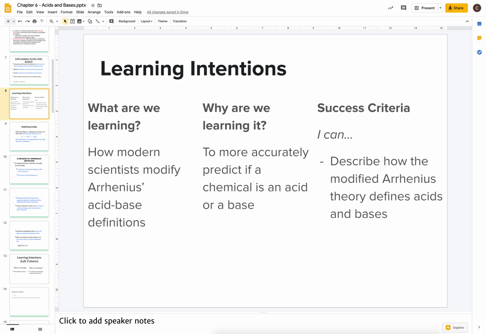Today we're talking about how modern scientists modify Arrhenius's acid-base definitions. We're doing this so we can more accurately predict if a chemical is an acid or a base, and our success criteria is being able to describe these modified definitions.